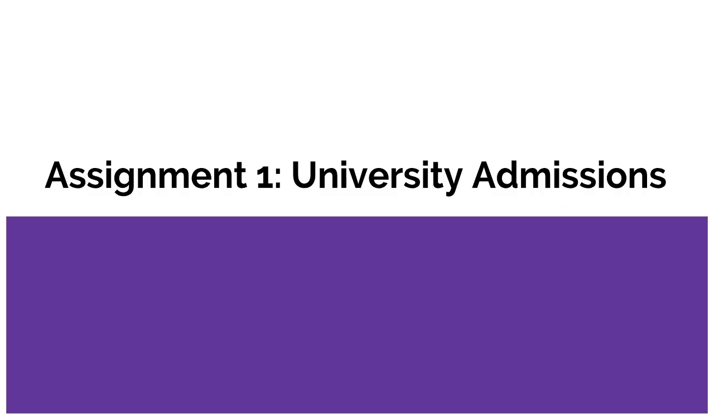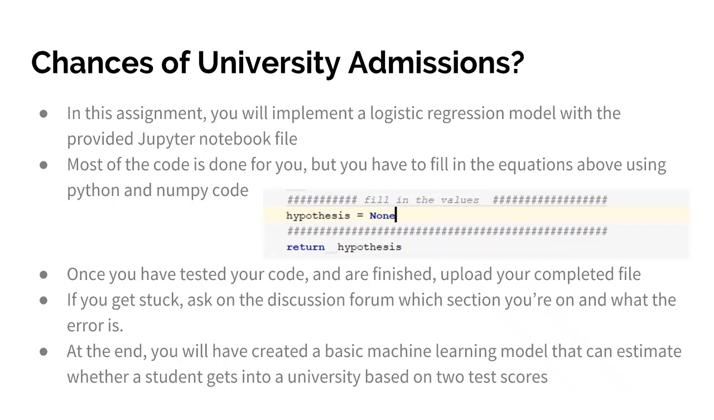So yeah, that's all the content for this unit. Our first assignment is going to focus around university admissions, which I'm sure some of you have already been thinking about. In this assignment, we're going to implement a logistic regression model with the provided Jupyter notebook file. While most of the code is done for you, you'll still have to fill in the equations above using Python and NumPy code. Once you've tested your code and are finished, you upload your completed file. And if you ever get stuck, please ask on the discussion forums and include what your error is.